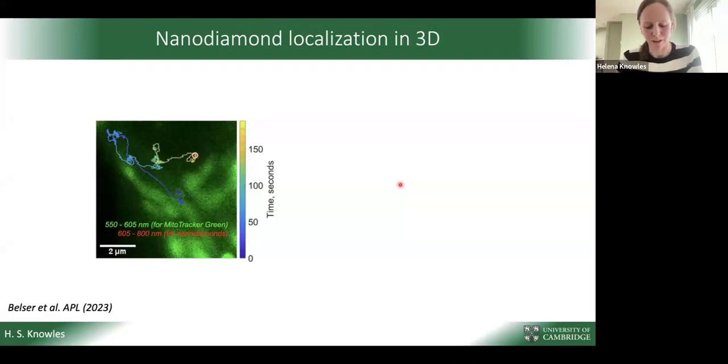So here's an example of a dynamic track inside a cell, where you can see the challenges of really keeping track of this diamond nanocrystal because it's moving extremely fast. You can see there are parts that are quite straight, where the diamond is shuttled from one part of the cell to another through active transport. And then there are bits of Brownian transport where it's maybe just stuck in a particular area and moving around, just being kicked around by nearby molecules. So there's a lot of interesting dynamics going on here.